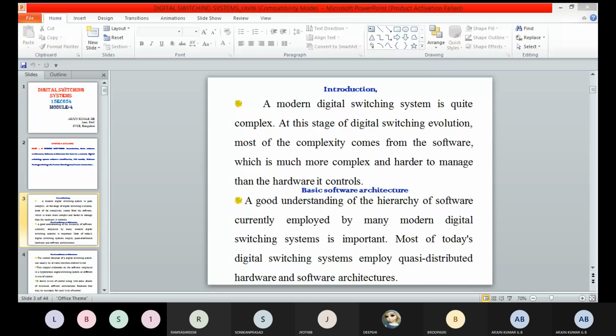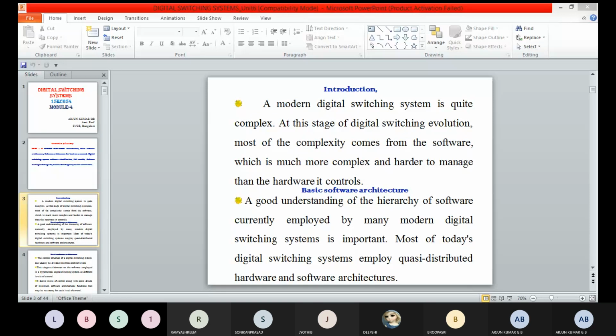Coming to the operating system in the modern DSS, the operating system is a part of the software architecture. An operating system may be defined as the software that manages the resources of the computer system or controls the tasks of other programs. That is a general description of the operating system. In the modern digital switching system, for each level of control we use a separate operating system.